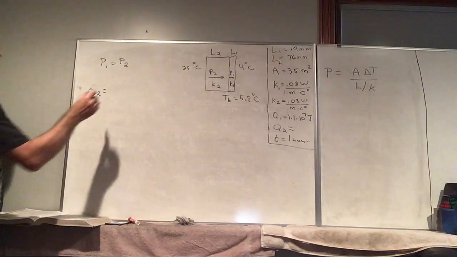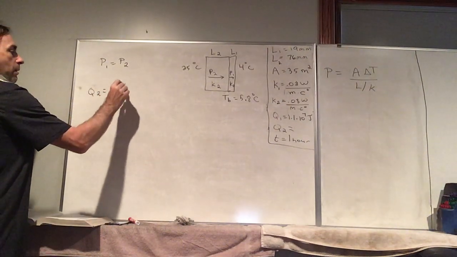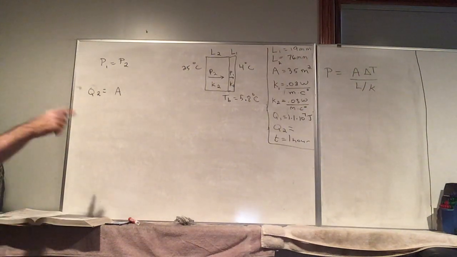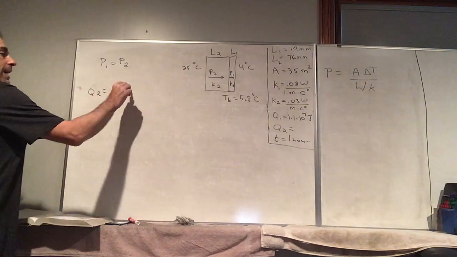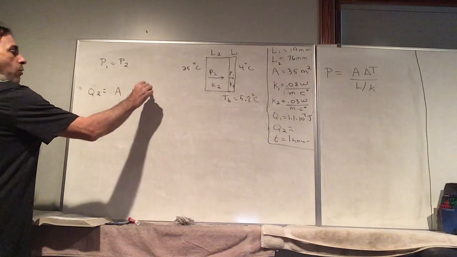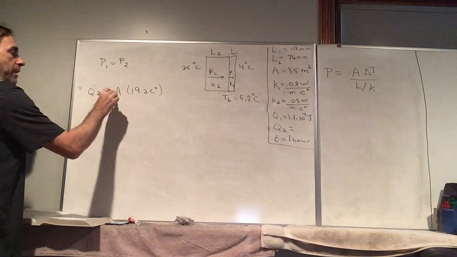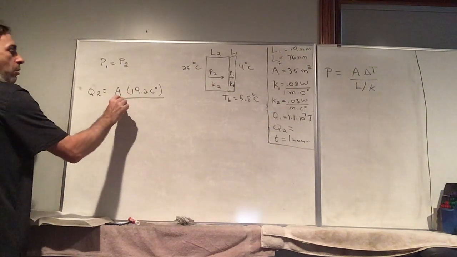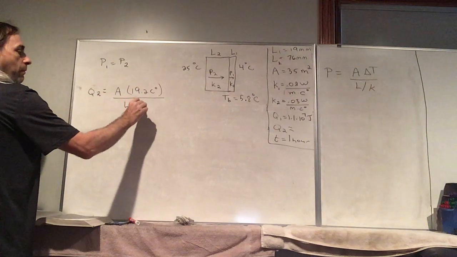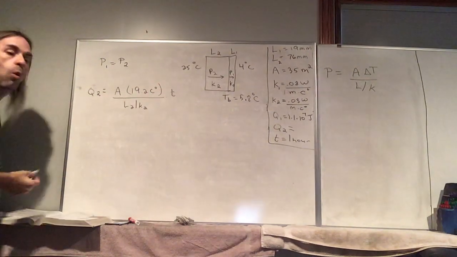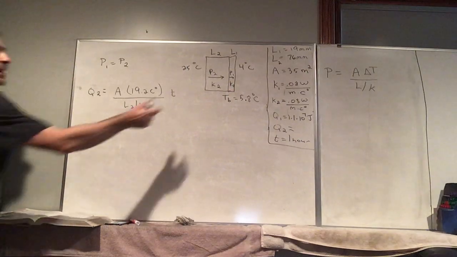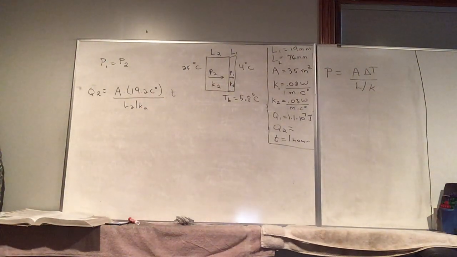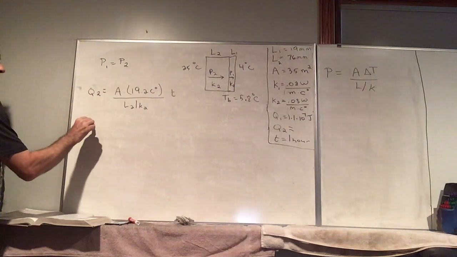So we have A times delta T, and now we know what delta T is. We have 25 minus 5.8, so that would be 19.2 Celsius degrees, and then divided by L2 over K2. And then times 1 hour. We needed this boundary temperature to calculate delta T. Now that we have that, it's simply a matter of plugging things in.